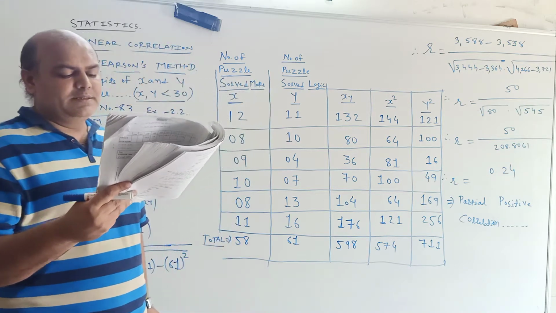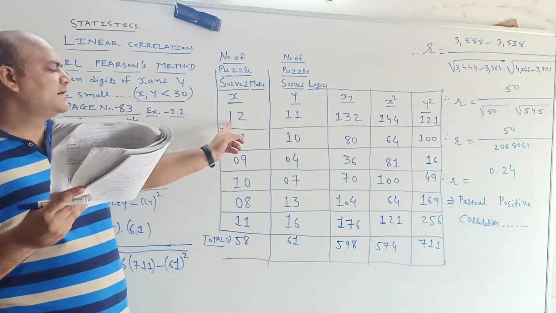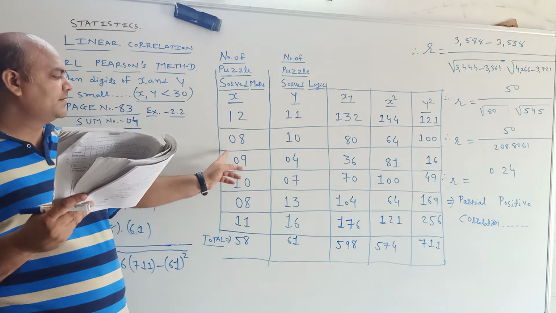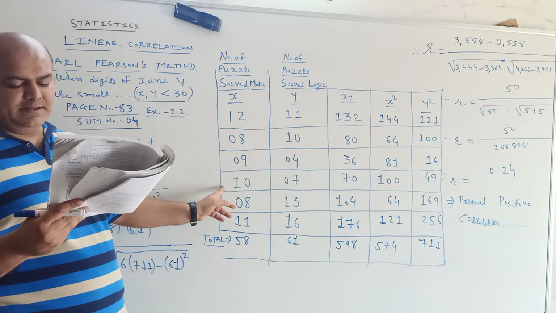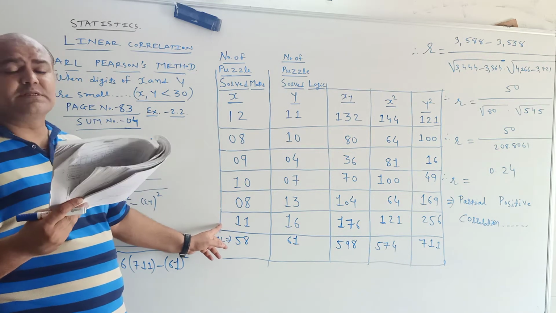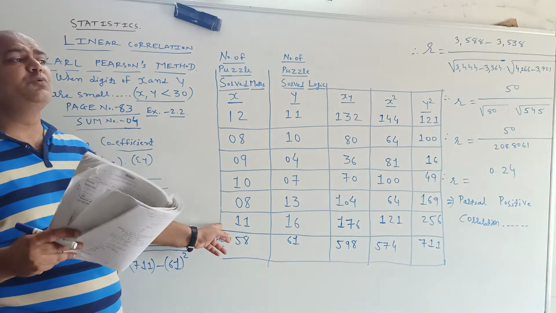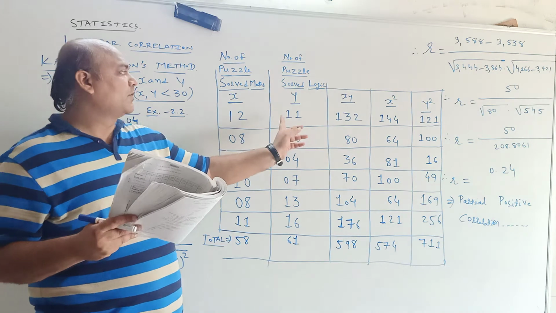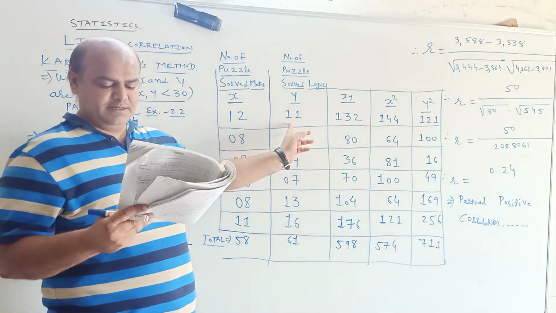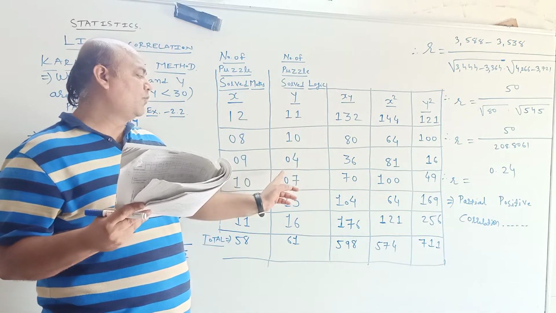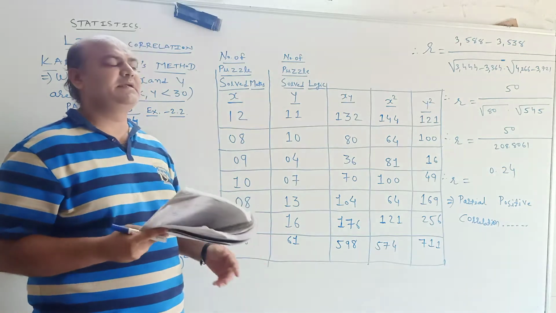Now in the variable x, it is 12, 8, 9, 10, 8, 11. A total of 6 students are selected, so we understand that n is equal to 6. Number of puzzles solved on logic, that is y, is 11, 10, 4, 7, 13 and 16.